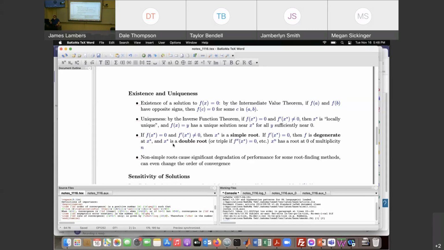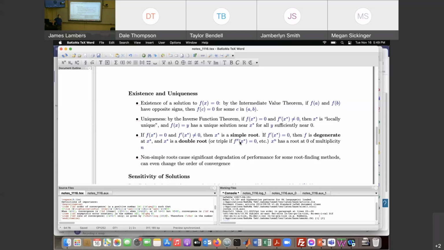This next point is particularly important for numerical methods. Multiplicity of a root. So if f has a root at x star and the derivative is non-zero, we say that's a simple root. Otherwise, the function is degenerate. So we have a multiple root. So for example, depending on how many derivatives are equal to 0 at the root, we can call it a double root, triple root. So for instance, if f and the first derivative are 0 at the root, that's a double root. If f double prime is also 0, that's a triple root.